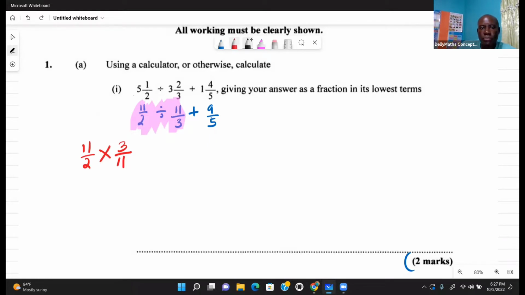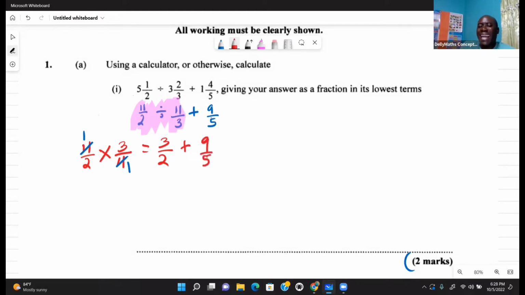Now let's continue. At this time, we realize that we are able to cancel 11. 11 into itself, 1 time. So we just canceled 11. After canceling, there's nothing else to be canceled. So what we have now is 1 times 3, which is 3 at the top, 2 times 1 over 2. So the first piece is 3 over 2. We're going to add that to 9 over 5.